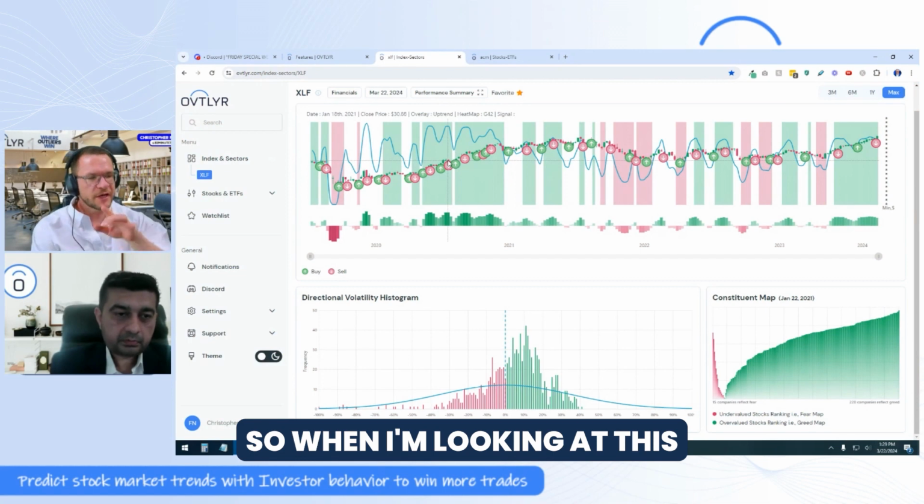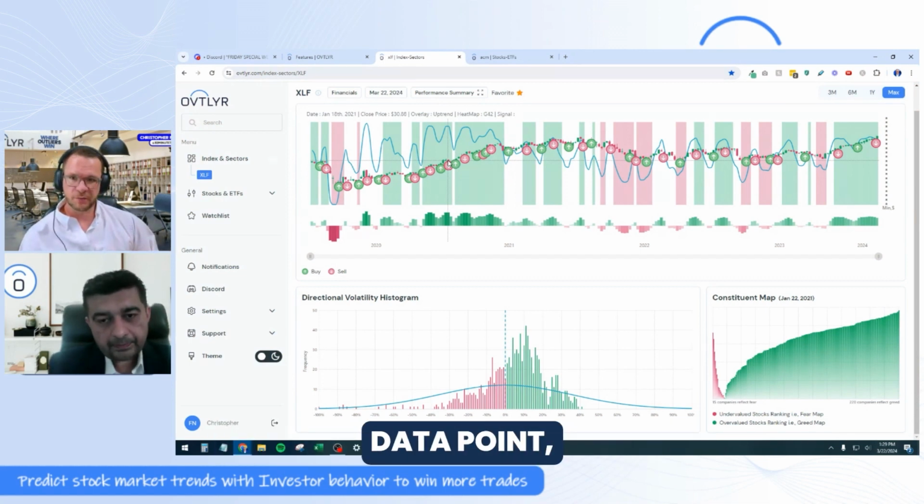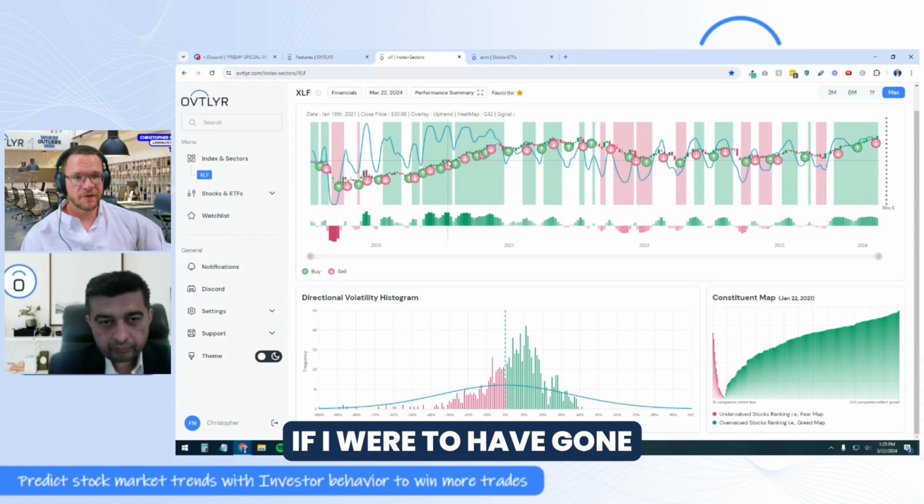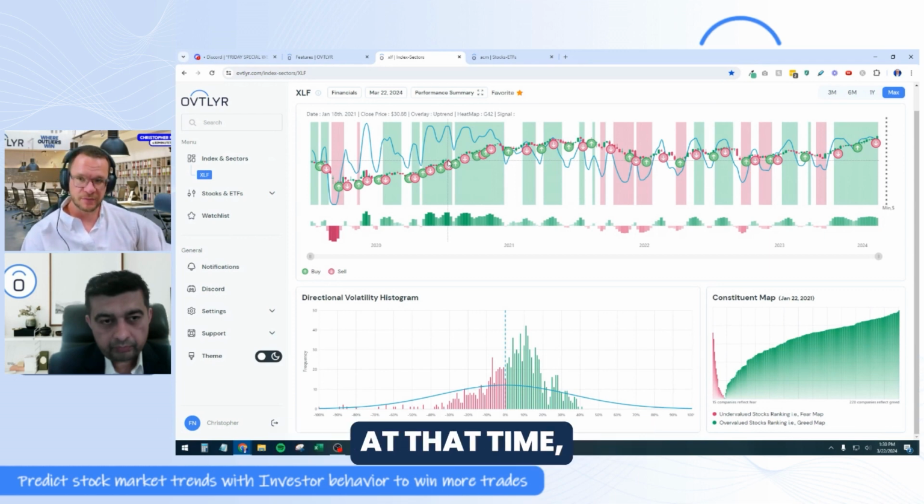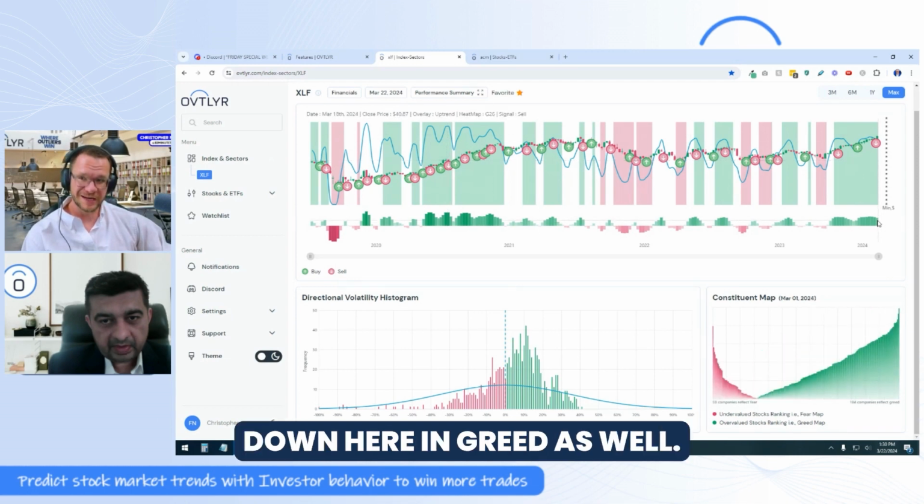So when I'm looking at this constituent map and I see down at the bottom, for example, at this particular data point, there were 220 companies reflecting greed and 15 companies reflecting fear. If I were to have gone into one of the finance companies at that time, would it have shown on their heat map down here in greed as well?